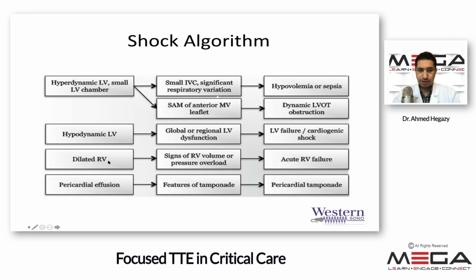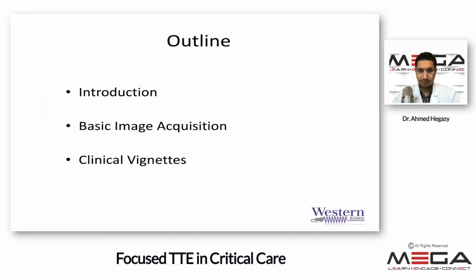If the RV is dilated, then you would look for RV volume or pressure overload signs. And if there are, then you may be dealing with acute RV failure, say, for example, in case of a massive pulmonary embolism. If you find that there's a pericardial effusion, you try to assess for echo features of tamponade. And if there are echo features of tamponade, then you can make the diagnosis that this is an obstructive shock due to pericardial tamponade.